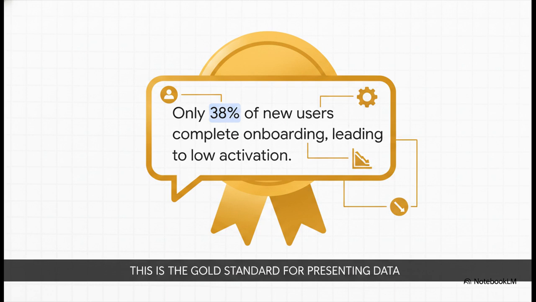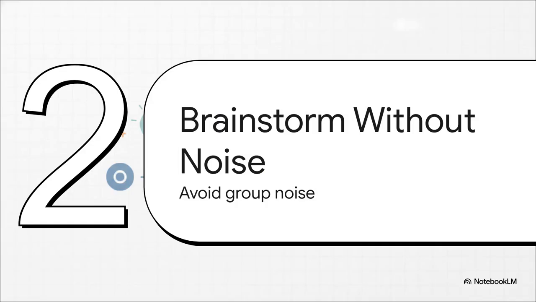Now, notice what is not in that sentence. There is no baked-in solution. It doesn't say, oh, we need an AI chatbot, or we need to build a new app. It strictly names the who, the what, and the business consequence. And that, right there, is the gold standard for a problem statement. All right, moving on to part 2, brainstorm without the noise.